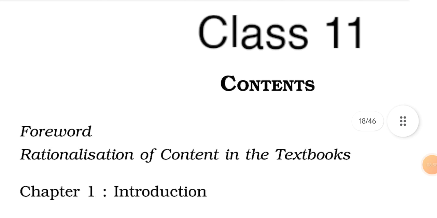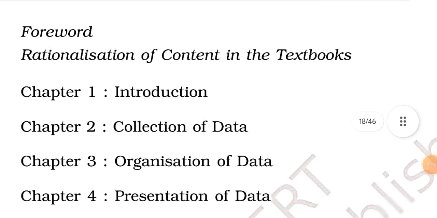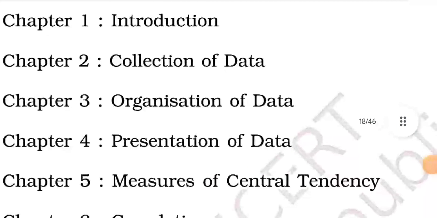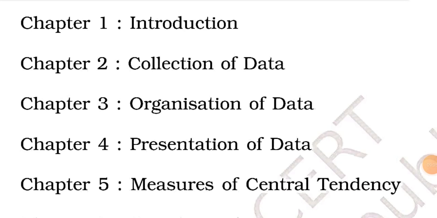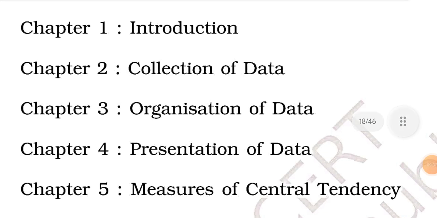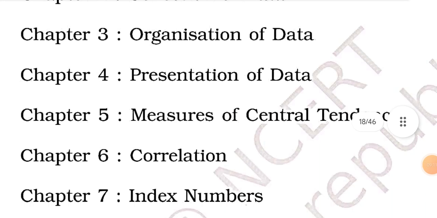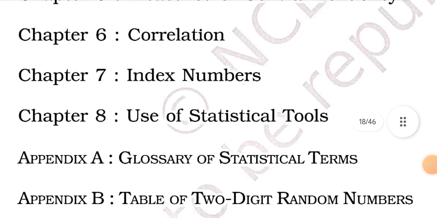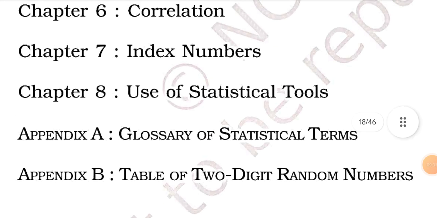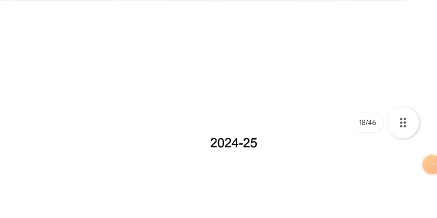Class 11. Contents. Foreword. Rationalization of content in the textbooks. Chapter 1, Introduction. Chapter 2, Collection of Data. Chapter 3, Organization of Data. Chapter 4, Presentation of Data. 5, Measures of Central Tendency. 6, Correlation. 7, Index Numbers. 8, Use of Statistical Tools. Appendix A, Glossary of Statistical Terms. Appendix B, Table of 2-digit Random Numbers.